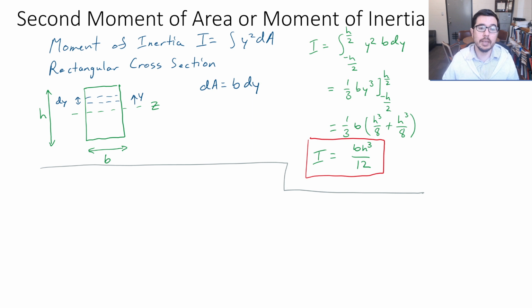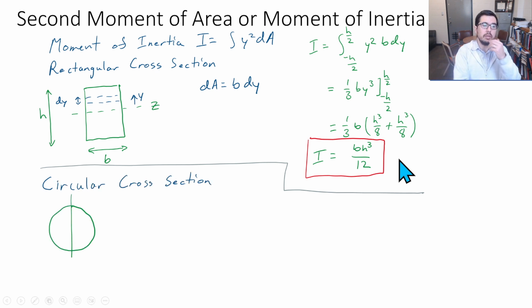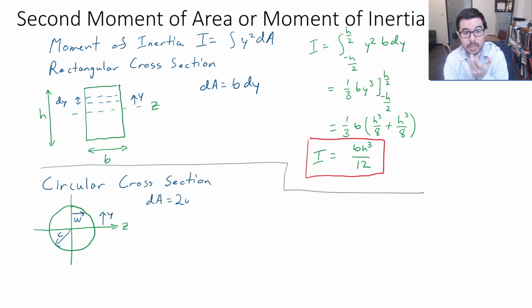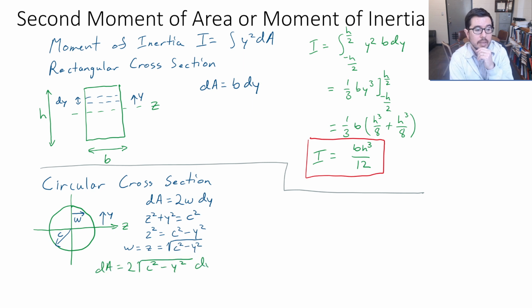Do I want to increase its thickness? Well, I'll get the cube of that instead of if I just increase the width. I mean, if I increase width too, that helps. They both help, but the I is going to go with the thickness cubed. Another common cross-section that we will see for beams is one that is circular, okay?